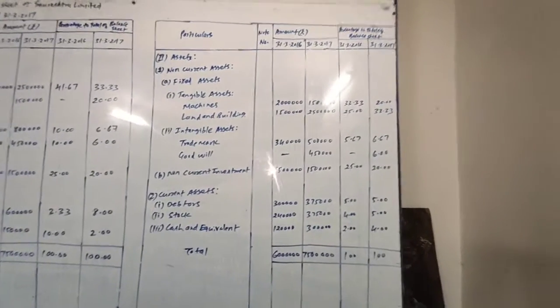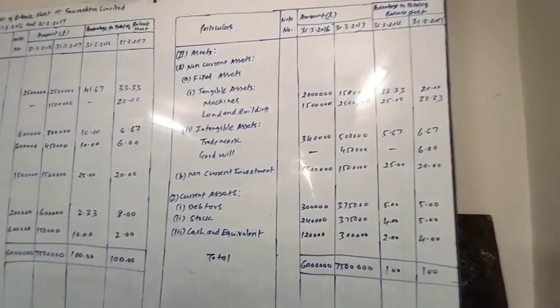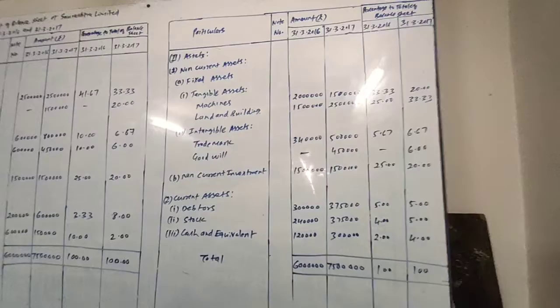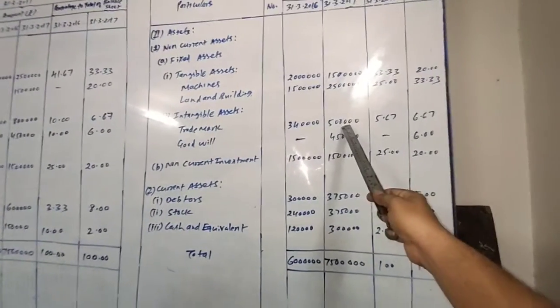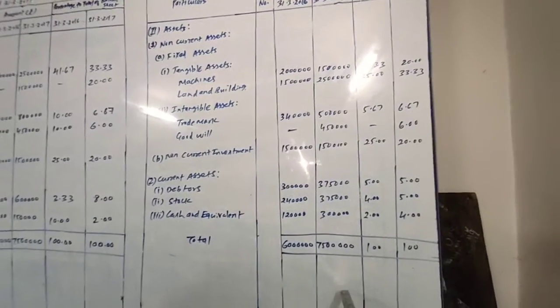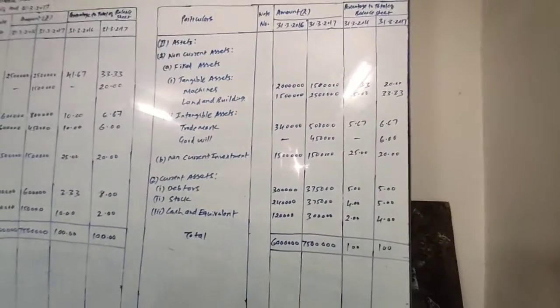Okay, and let us take the next item, which is intangible asset and trademarks. So trademarks are given how much? 3,40,000 out of 60 lakh in the year 2016. So 3,40,000 upon 60 lakh into 100 we get 5.67%. And when we talk about 2017, it is given 5 lakh out of 75 lakh. So 5 lakh upon 75 lakh into 100 we get 6.67%.